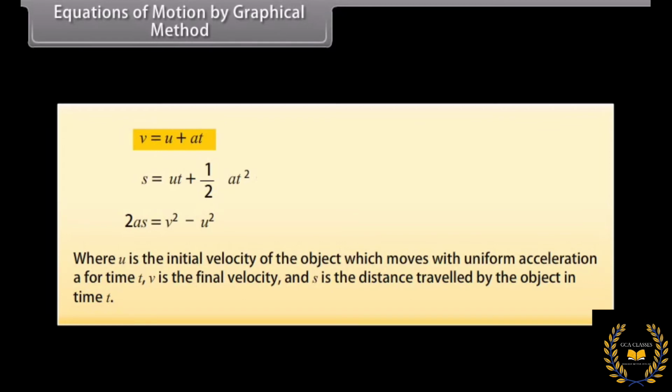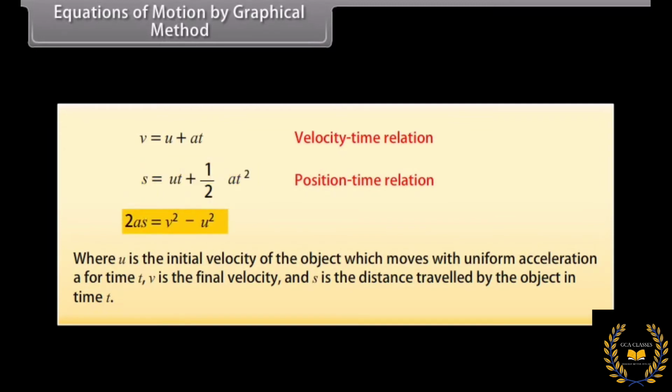This equation describes the velocity-time relation. This equation represents the position-time relation. This represents the relation between the position and the velocity and can be obtained from these two equations. Let us go through them one by one.